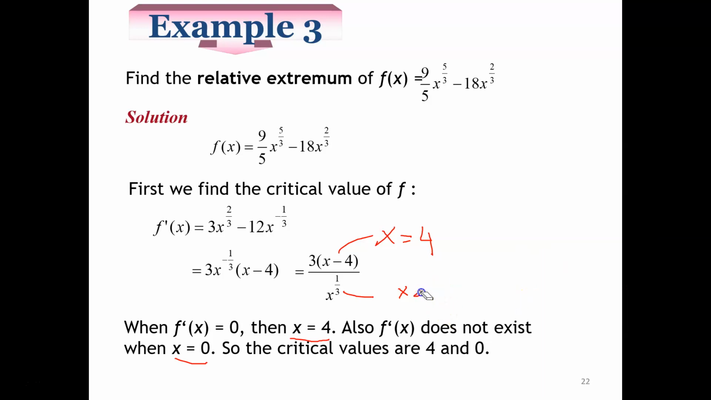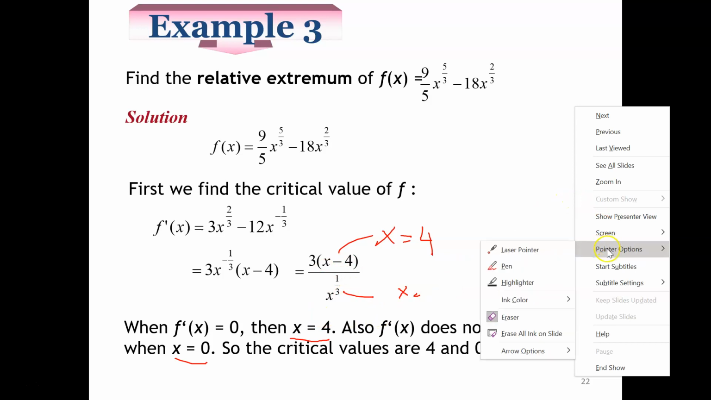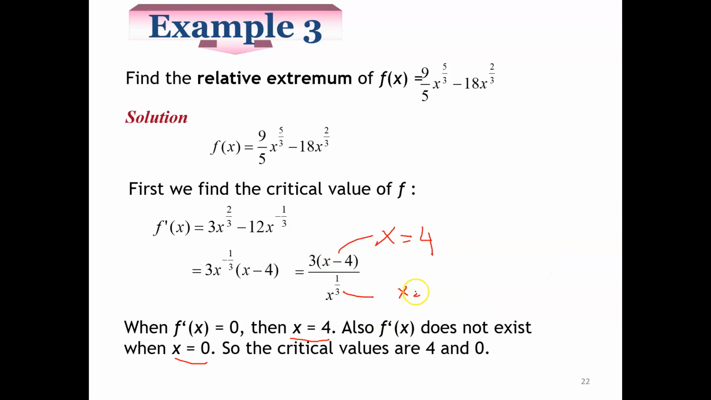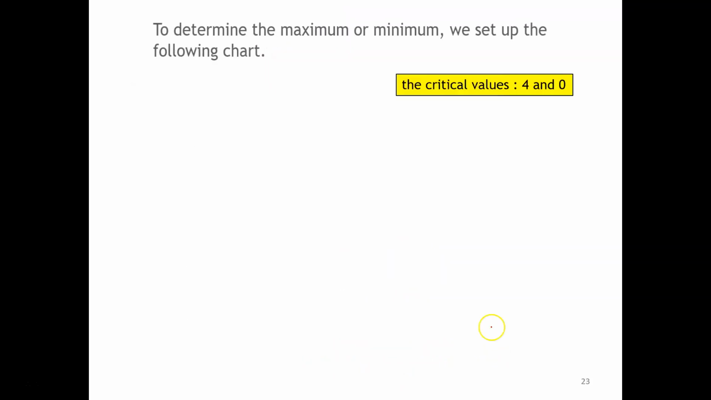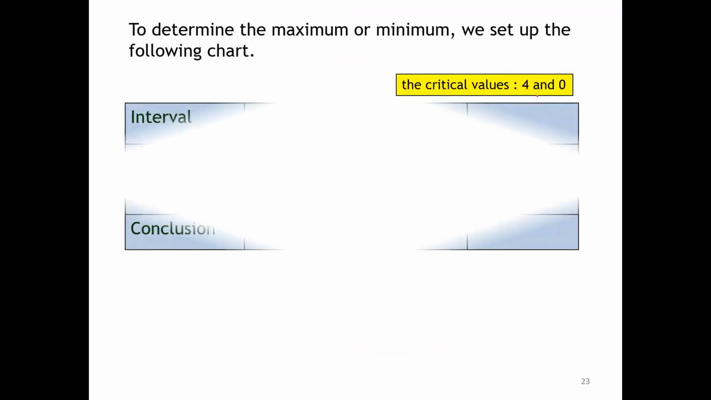You cannot have 0 down here. Otherwise, you will get the function undefined, right? So, from here, it cannot be equal to 0. If you substitute 0 down here, anything you divide by 0 is undefined, okay? That's why you have the critical values 4 and 0. Okay, now you have your critical values 4 and 0.